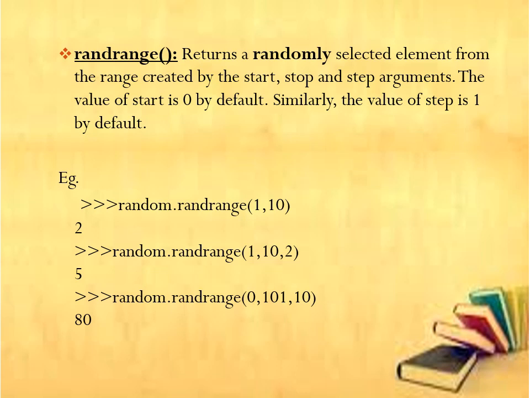I am giving the same example again, random.randrange 0, 100, 10. Again this is the start value, this is the stop value, and this is the step. So the start value 0 moves by step 10 and reaches up to 100. It will generate any randomly selected element from this provided range.